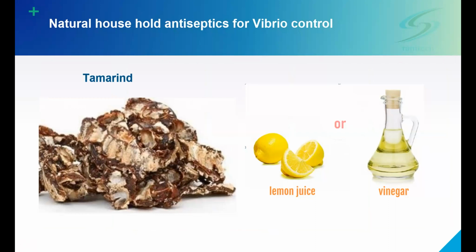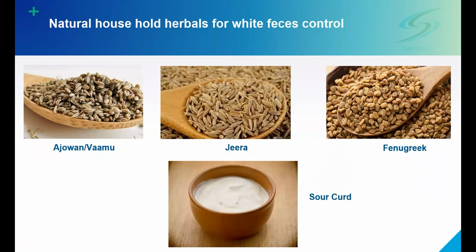And another recommendation, what I personally suggest, is to have this ajwain, in Telugu we call it vamu, and we have jeera, jeelakarra, and we have fenugreek, or we say menthulu. You can mix them as a powder and administer along with soy curd. Most of our farmers have curd with them, so you can use it along with curd. This helps to maintain the proper digestion and assimilation of nutrients.